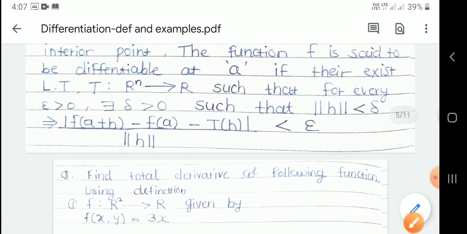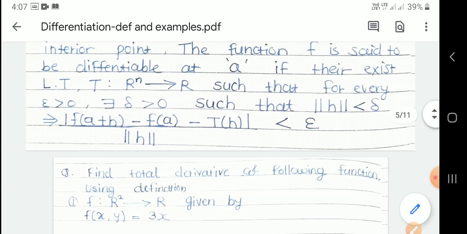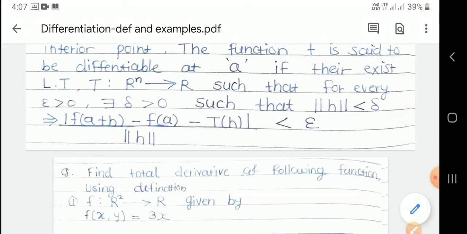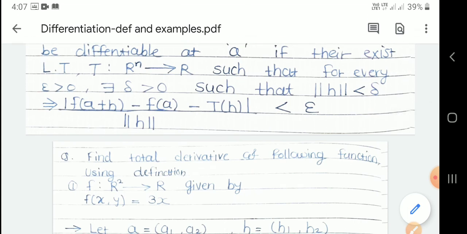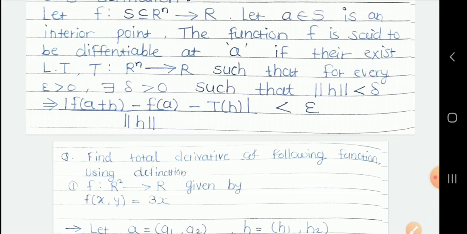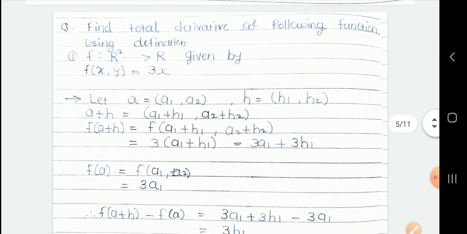For epsilon greater than 0, there exists delta greater than 0 such that norm h is less than delta. We have to find modulus of f of a plus h minus f of a minus t of h upon norm h is less than epsilon. That means we have to find the values of f of a plus h, f of a, and the linear transformation t of h. So we have to find 2 points A and H.